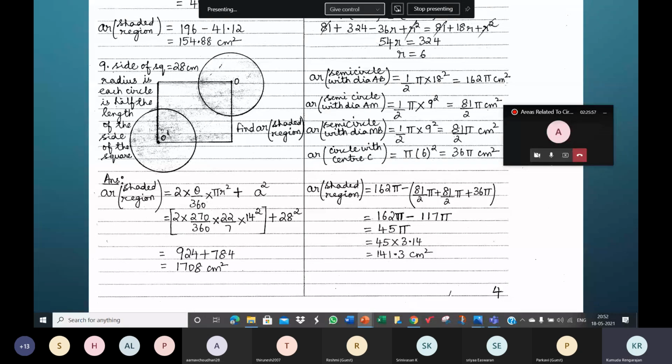What was my question? Please read my question. Find the area of a quadrant whose perimeter is 25 centimeters. Find the area of the quadrant whose perimeter is 25 centimeters. So area of the quadrant is what you're saying, right? Yes, ma'am.